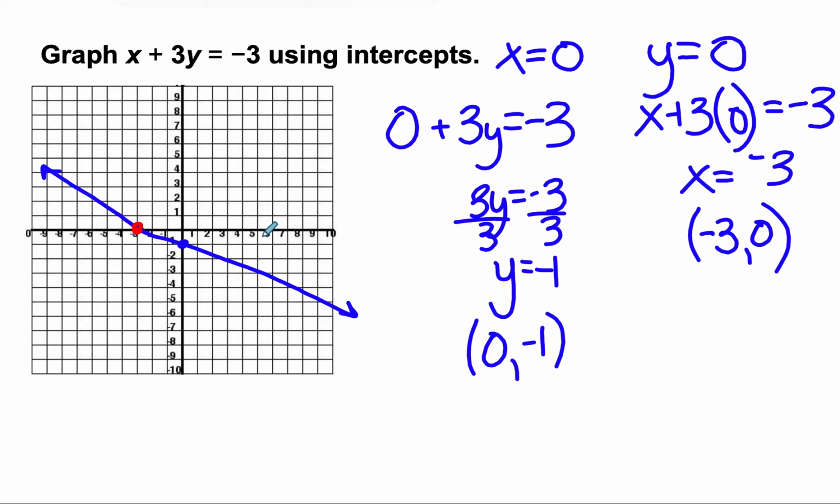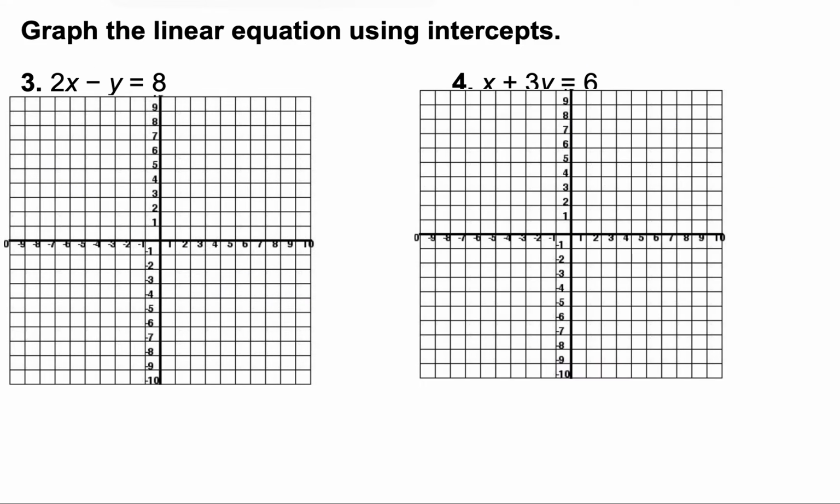And then my y-intercept is where it hits the y-axis. And again, I got that from setting x to 0, and we solved it to get y equals -1. So on the y-axis, -1. And then you have those 2 points and you graph it. And connect it with a line. The line goes through the entire graph space.